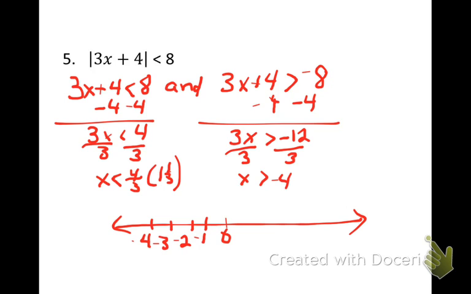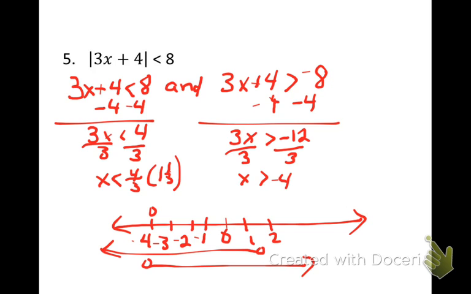So when we graph this, we're going to graph the intersection. So less than 1 1/3, so open circle going that direction. Greater than negative 4, open circle going that direction. Where do they overlap? Between negative 4 and 1 1/3. So that would be the solution.